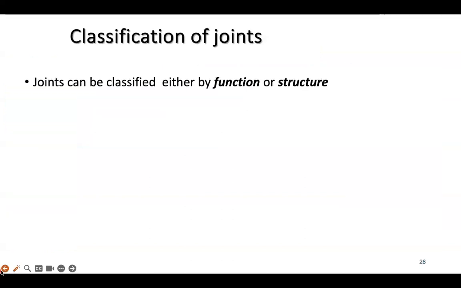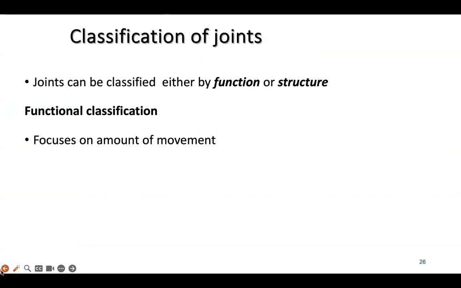Now let's see the classification of joints. Joints can be classified either by function or by structure. First, let's see the functional classification of joints. Functional, as the name indicates, is based on the amount of movement. Based on the amount of movement they allow, we can divide joints into three.